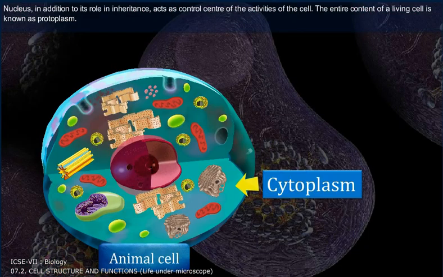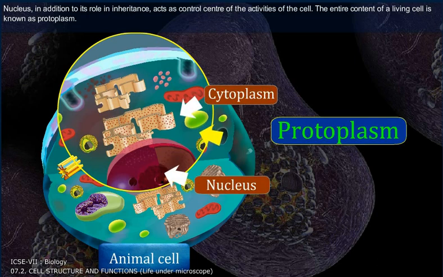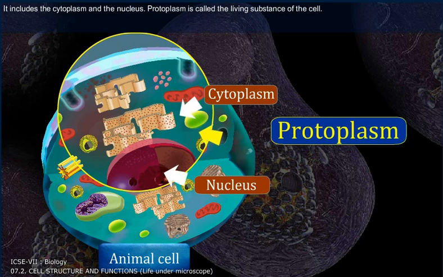The nucleus, in addition to its role in inheritance, acts as the control center of the activities of the cell. The entire content of a living cell is known as protoplasm. It includes the cytoplasm and the nucleus. Protoplasm is called the living substance of the cell.